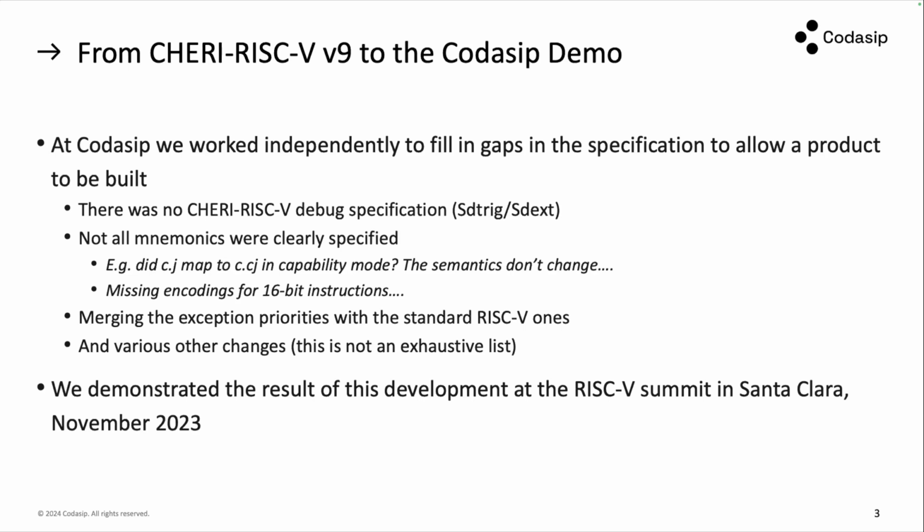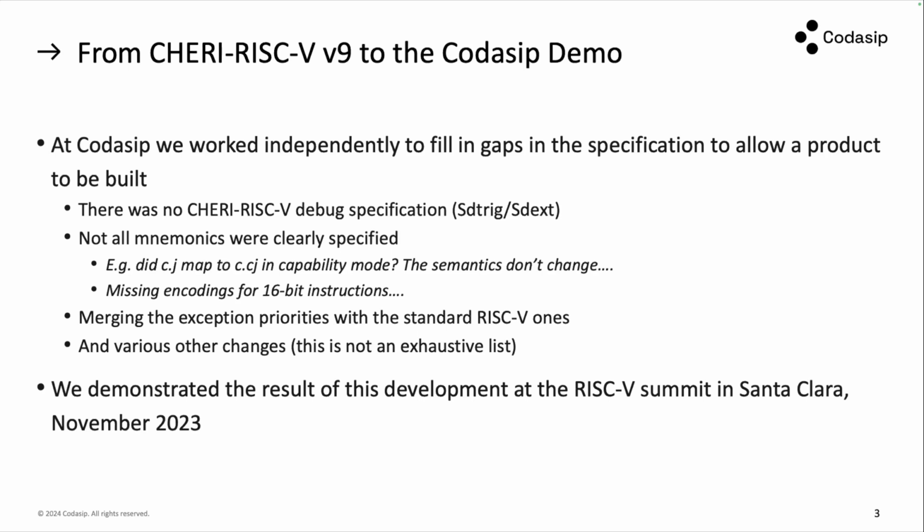There was nothing in there at all for debug. So Sdext and Sdtrig being the standard RISC-V extensions, we defined something for that. And merge and exception priorities was an important one. And so on and so on. And so we put all that together.